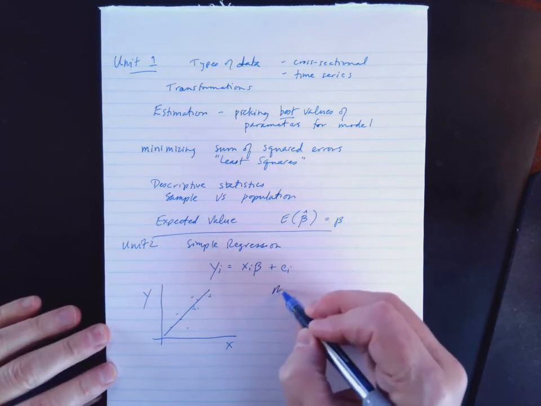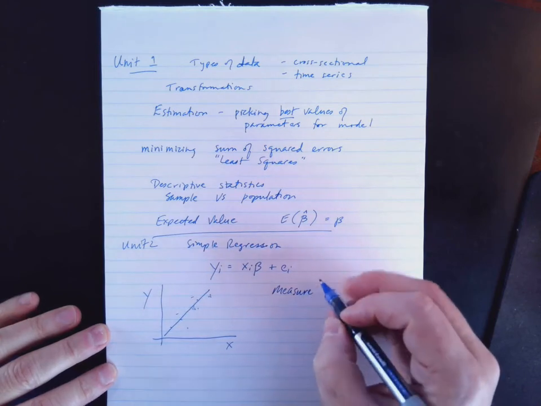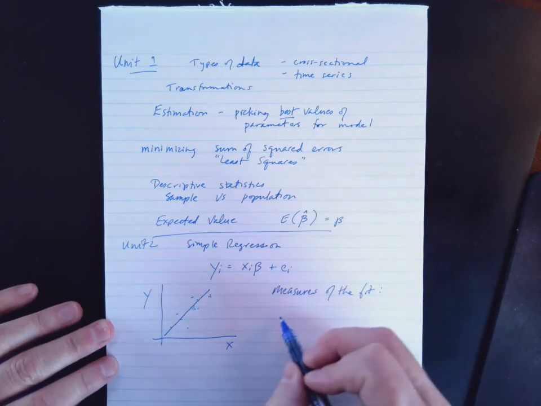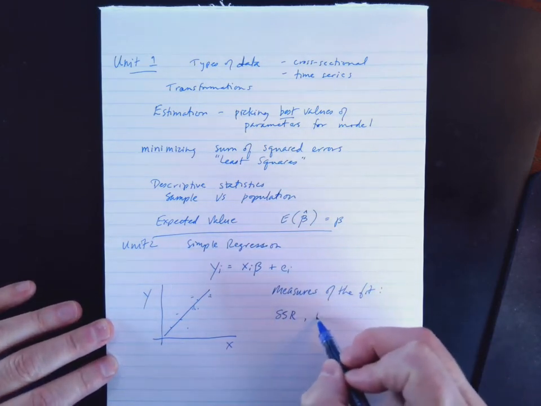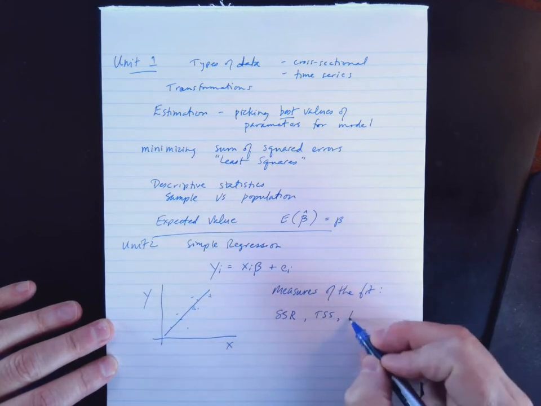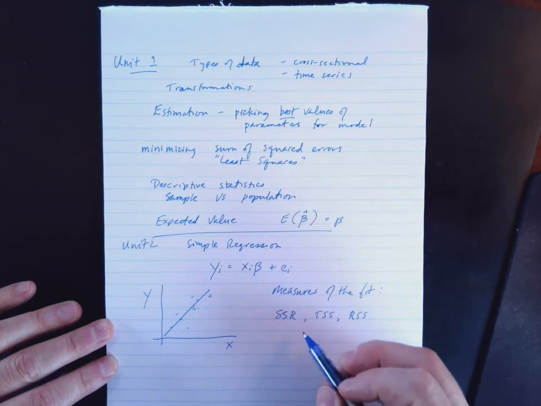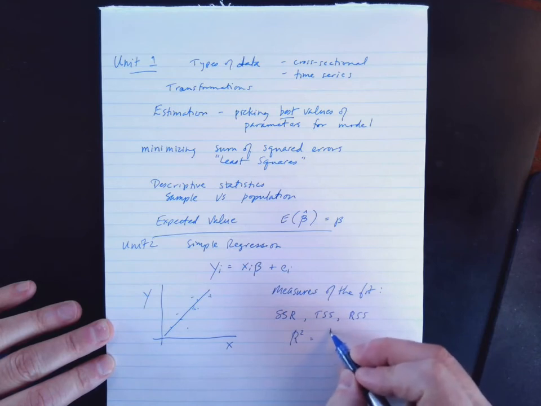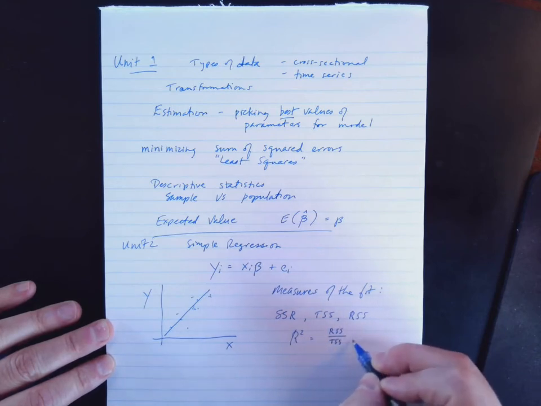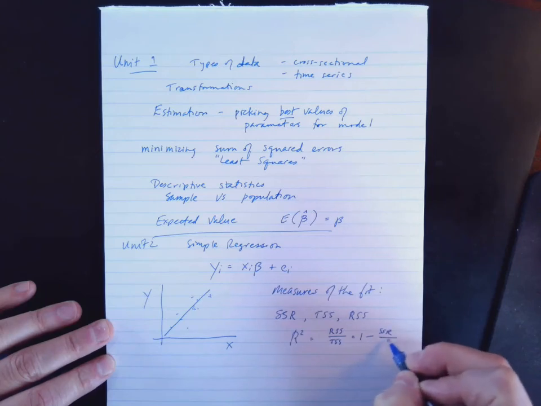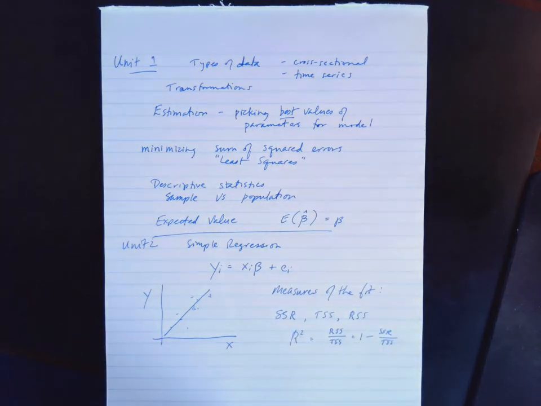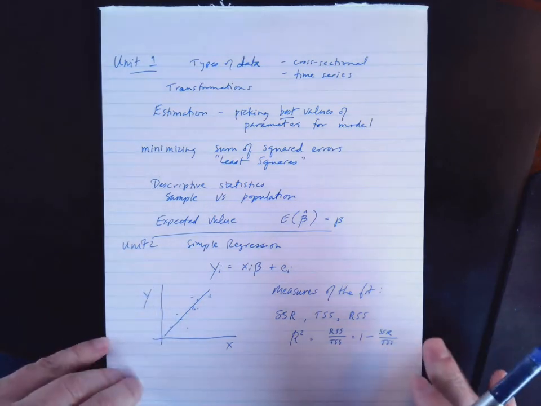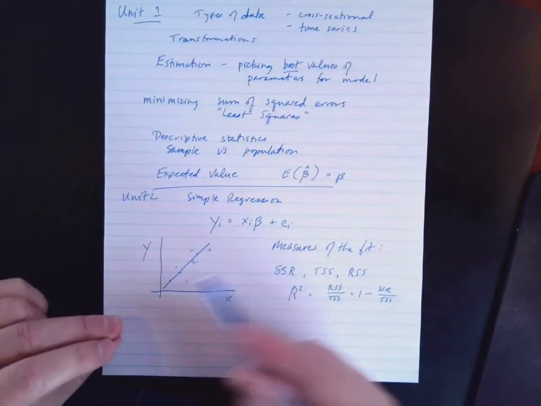And then you've got various measures of the quality of the regression, measures of the fit. So we have the sum of the squared residuals, the total sum of squares, and the regression sum of squares. And then we have r squared, which equals the regression sum of squares over the total sum of squares, or 1 minus the sum of the squared residuals over the total sum of squares. And so it's measuring the fraction of the variance of the dependent variable that is explained by the regression line.